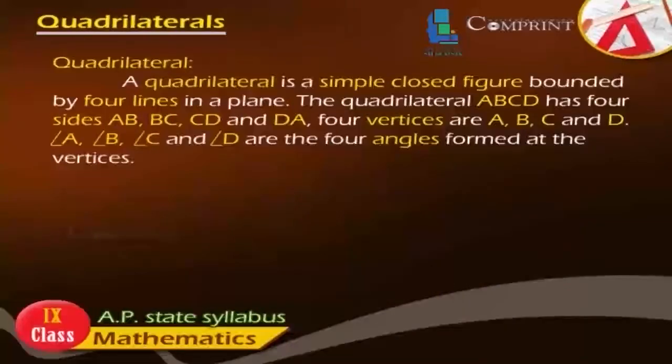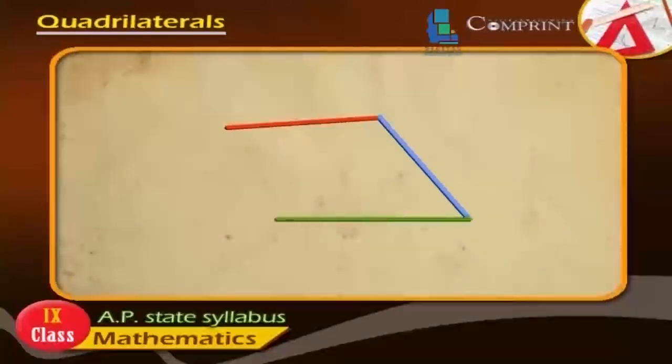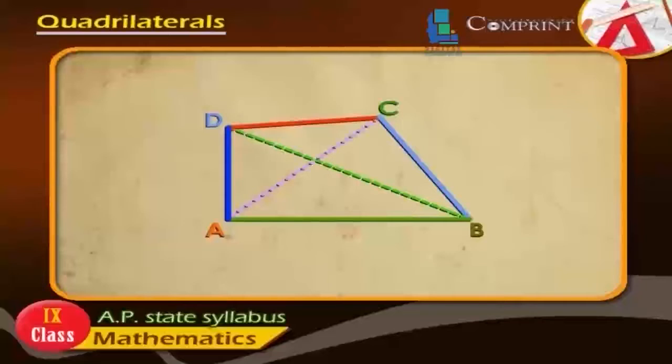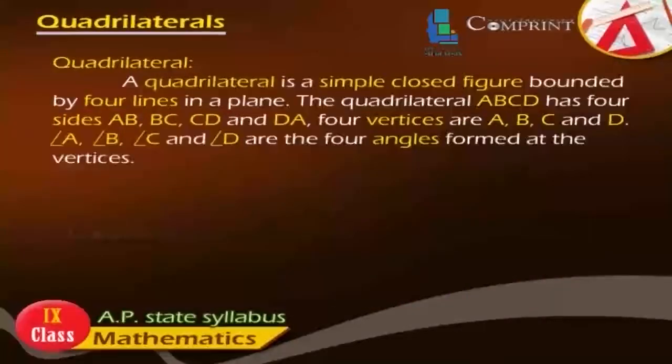Quadrilateral. A quadrilateral is a simple closed figure bounded by 4 lines in a plane. The quadrilateral ABCD has 4 sides AB, BC, CD and DA. 4 vertices are A, B, C and D. Angle A, angle B, angle C and angle D are the 4 angles formed at the vertices.